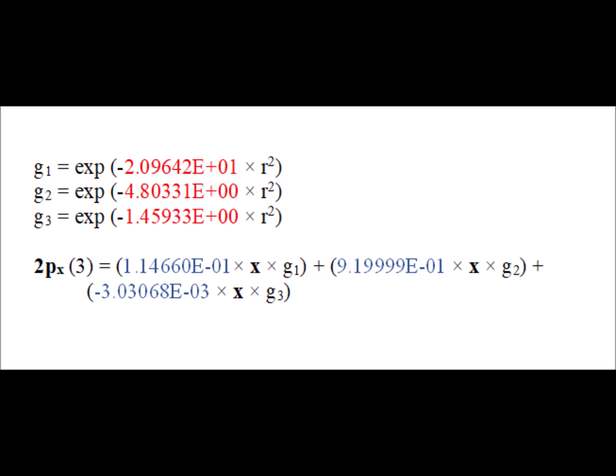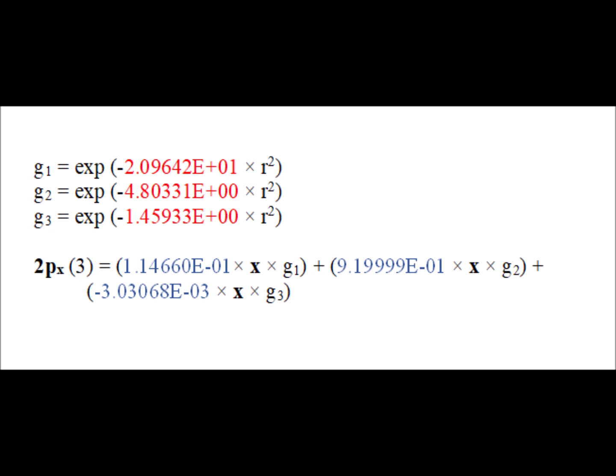Here we have the Gaussians involved in the 2px, for example, orbital that is formed by a linear combination of three Gaussians. And if you compare, you'll notice that these Gaussians have exactly the same form as the Gaussians that we used for the 2s orbital.